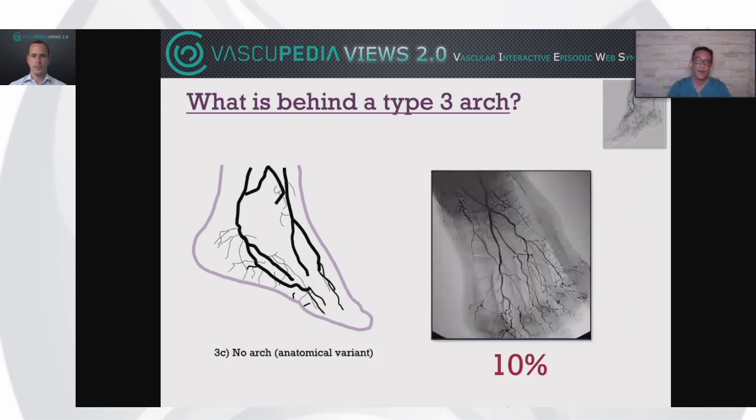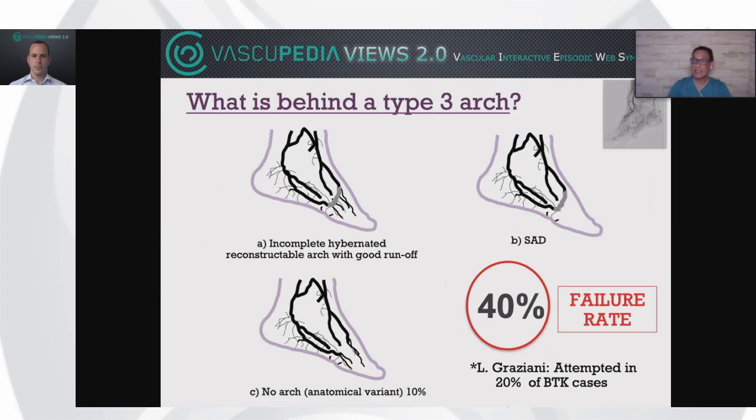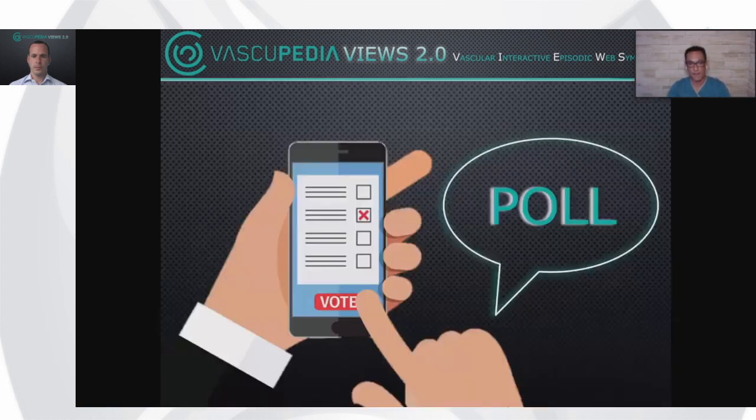And finally, you have a 3C arch, which is the absence of arch due to an anatomical variant. And this seems to happen in up to 10% of the cases. And as you can see on the screen, this is not the sort of procedure where you do one and you teach one, because even Lanfranco Graziani, who is the inventor of the technique and performs it in 20% of his cases, has reported a 30 to 40% failure rate in his plantar arch recanalizations.